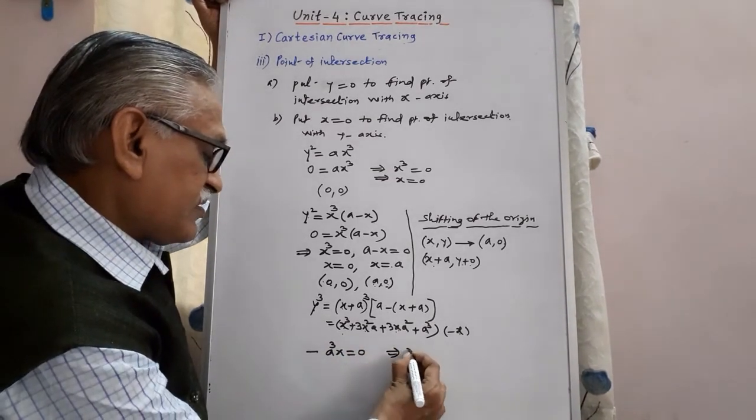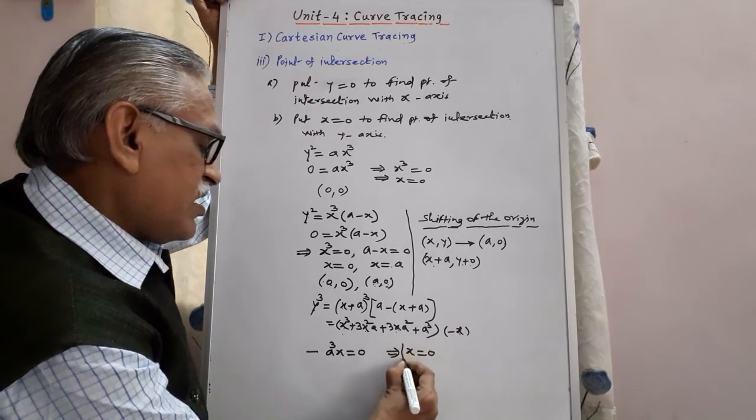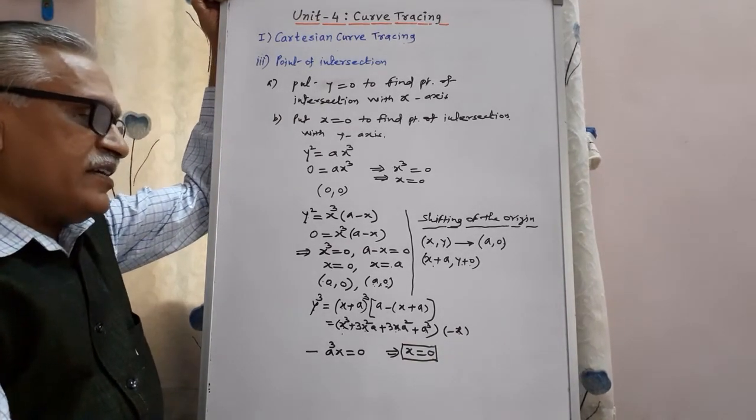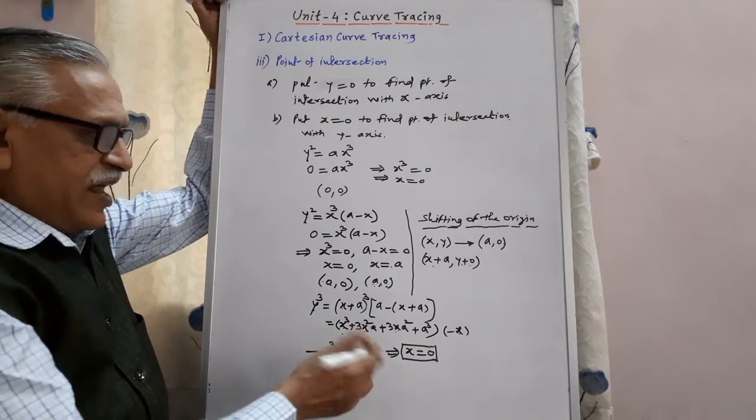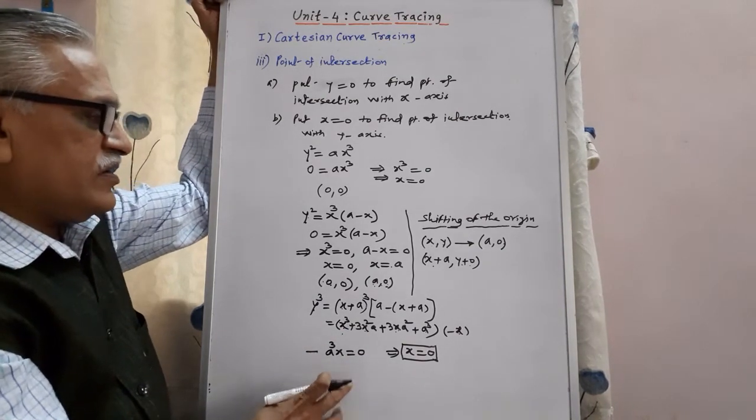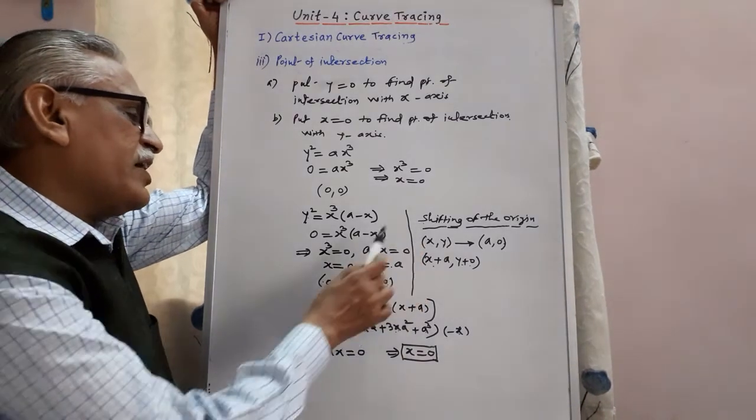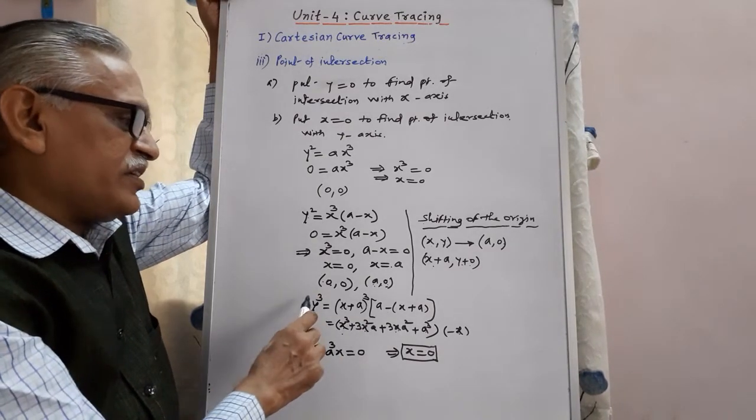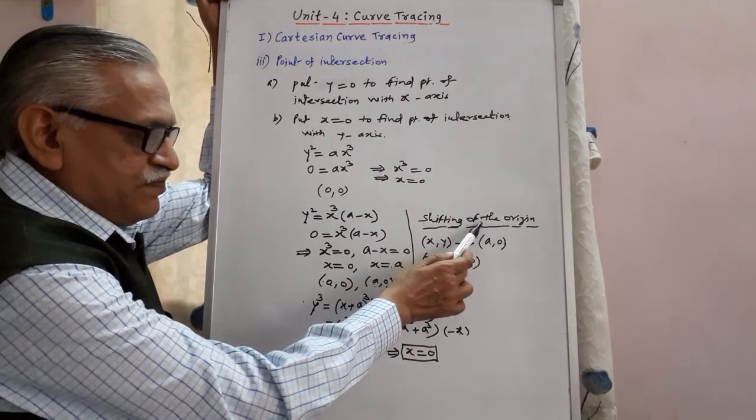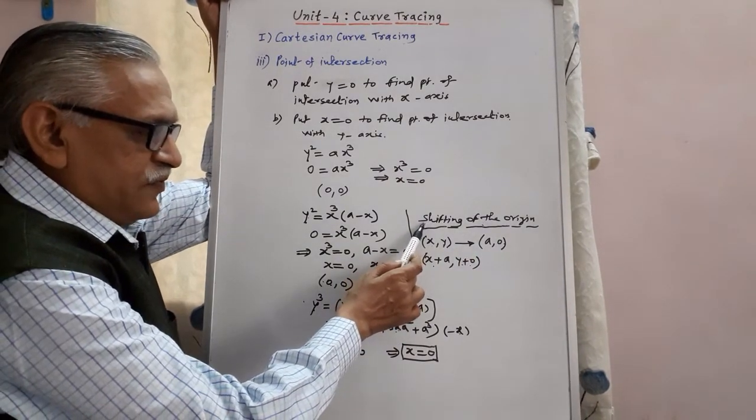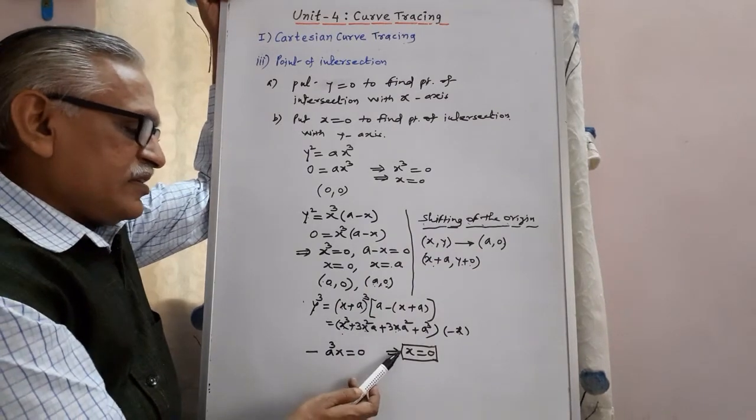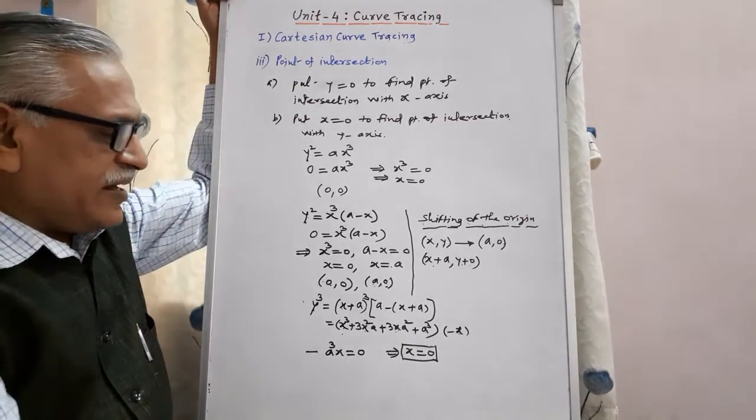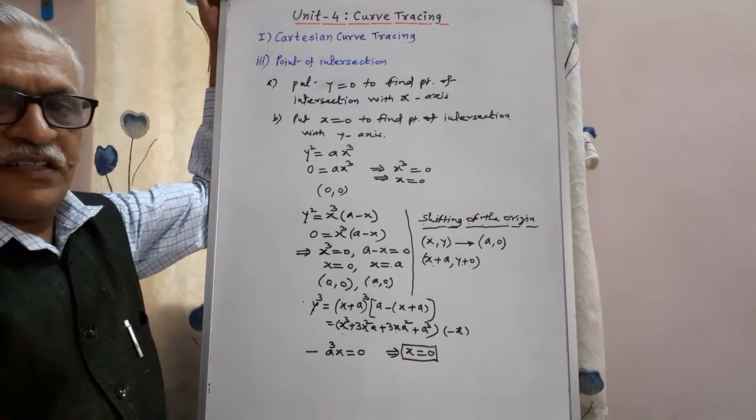What does it imply? It implies x equals to 0. x equals to 0 means the y-axis is the tangent at the new origin. Okay, like this we have to perform. Therefore, once again I will repeat. Whenever we are getting any point of intersection other than the origin, then we have to complete this step of shifting of the origin, and the purpose is to find the tangent at that point of intersection. And the tangent helps to decide the shape of the curve.